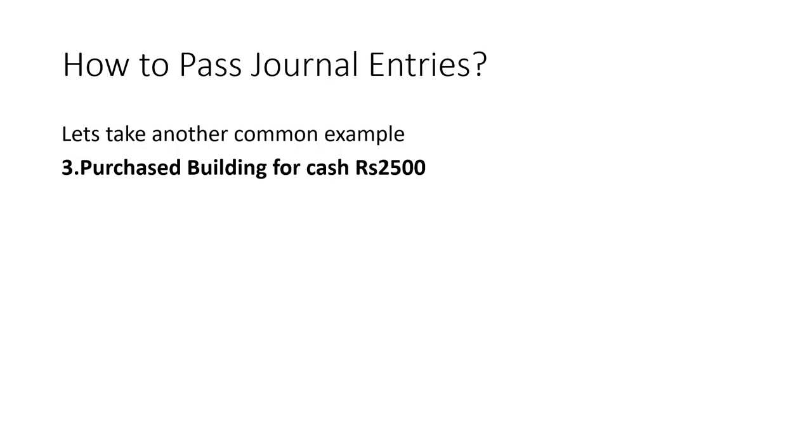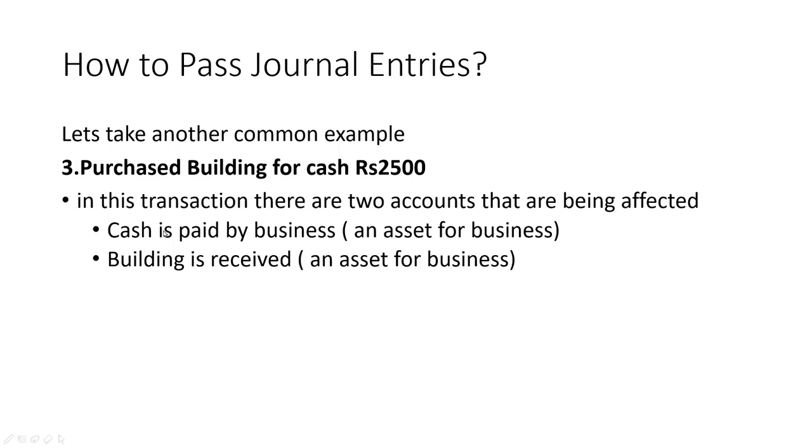This is building. Suppose we buy plant and machinery, we'll write plant and machinery as a separate account. We buy furniture, we make it furniture. Motor vehicle, buses, trucks, whatsoever, we will create a separate account for it. So here in this transaction, what is happening? Cash is paid since we are buying a building. Cash is an asset, and building is received, an asset for the business. So both are real accounts.